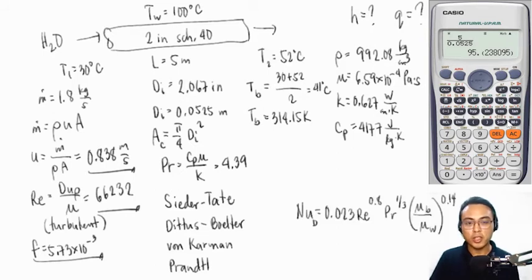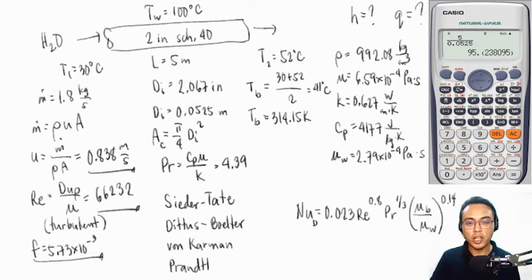This is the form of the Sieder-Tate equation. Now, notice in this equation that we need to find the value of the viscosity of the fluid at the wall temperature, that is mu sub W. So, mu sub W is simply the viscosity of water at 100 degrees Celsius. And upon calculations, that is 2.79 times 10 raised to negative 4 Pascal second.